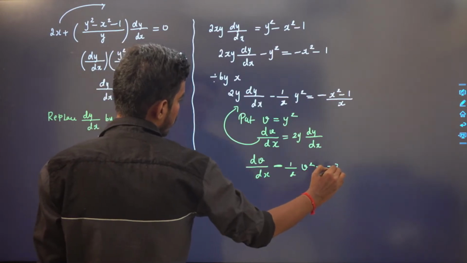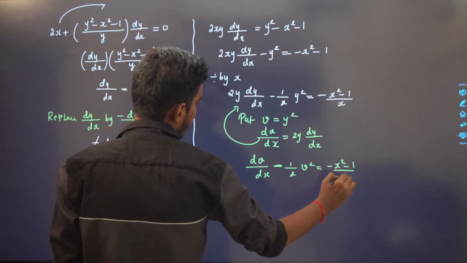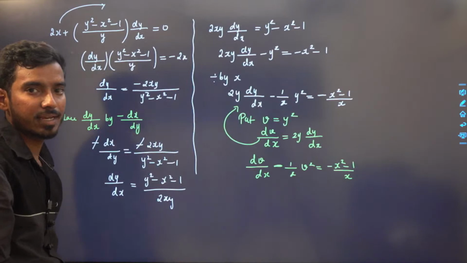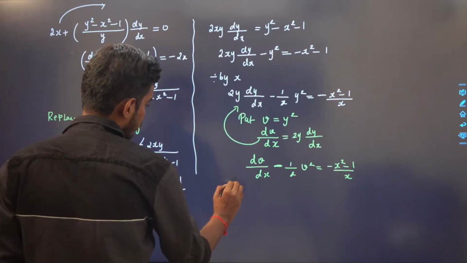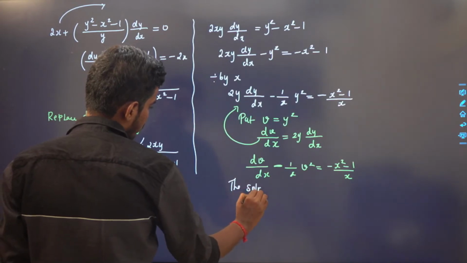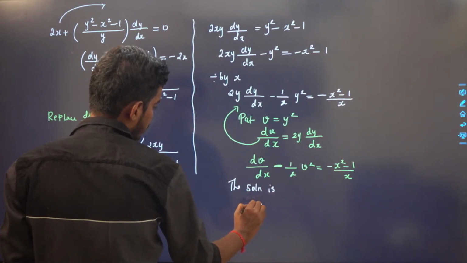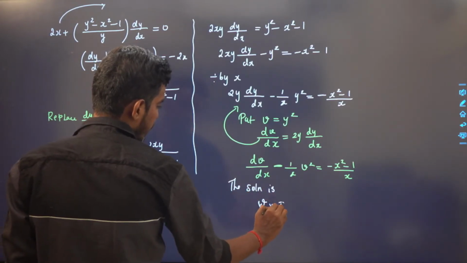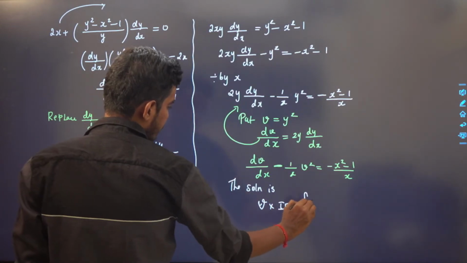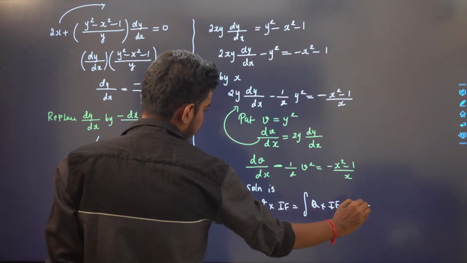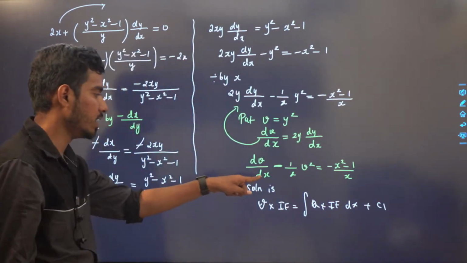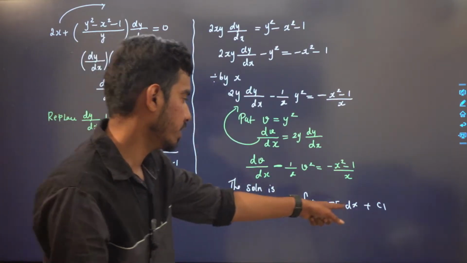square is equal to minus x square minus 1 by x, which is a linear differential equation. The solution is v into integrating factor equals integration of q into integrating factor dx plus some constant c1, right? Here we have x only, so it will be dx only here.